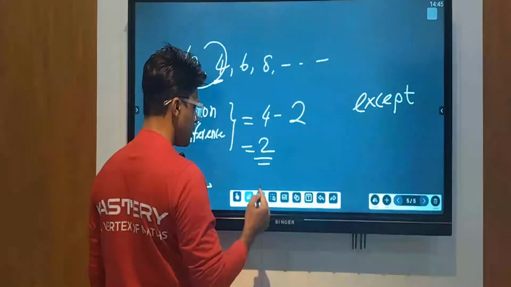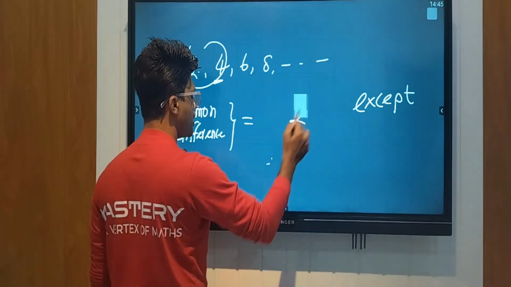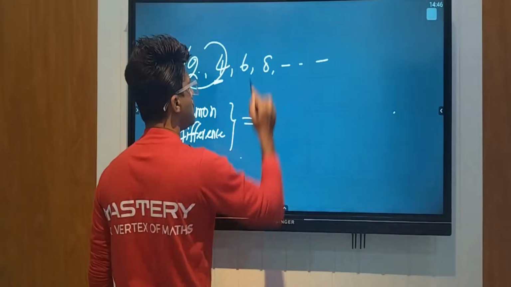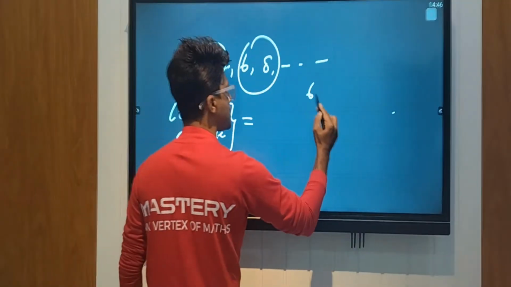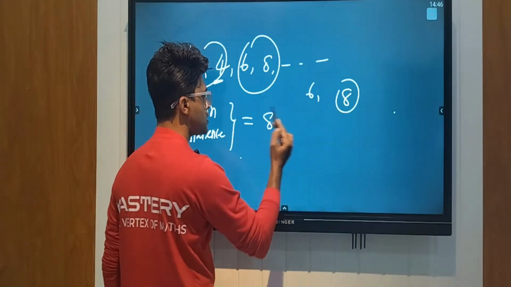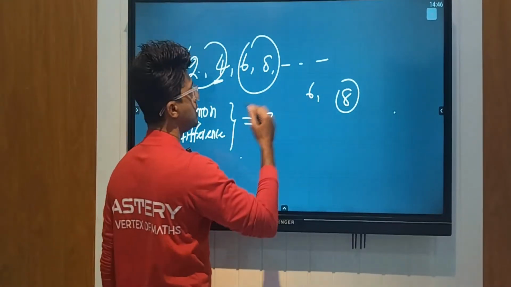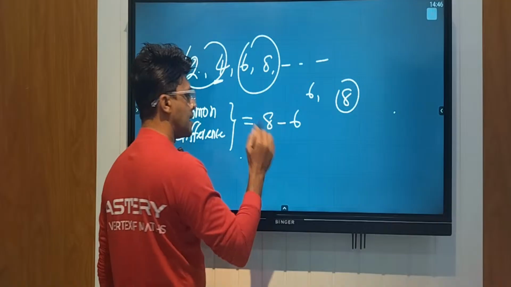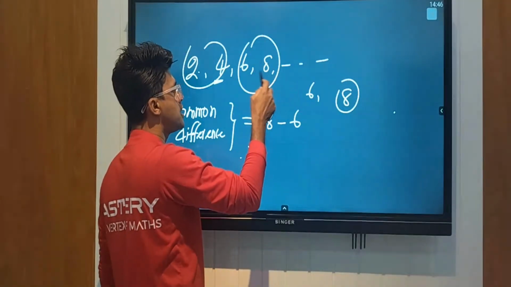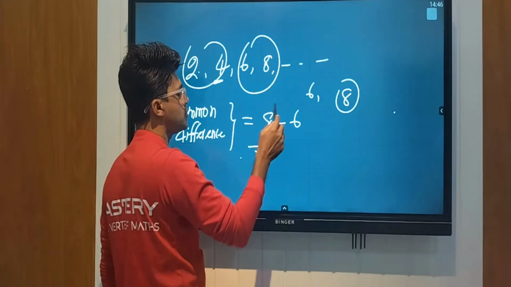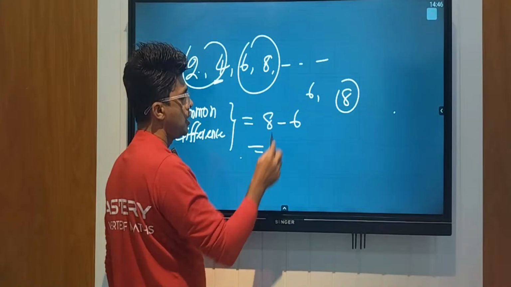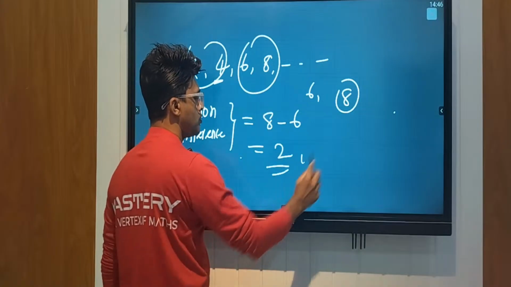Now think of this one, another way of getting the common difference. I'm considering these two terms, this 8 and 6. Any term except the first term, this is the considered term 8. 8 minus 6. According to the term that you select here, the previous term is 6. So 8 minus 6 is 2. This is the common difference.